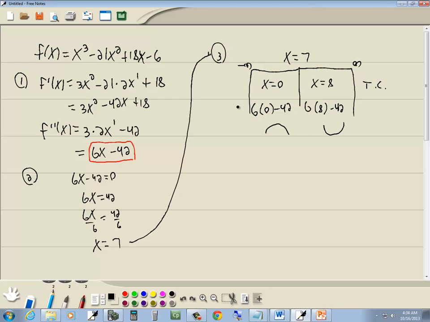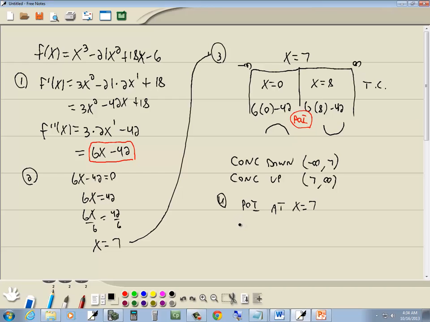So for the concavity, it's concave down from negative infinity to 7, and it's concave up from 7 to positive infinity. Now our POI occurs where the concavity changes, assuming that point exists. So this is concave down, changes to concave up. So here at x equals 7, that's going to be a POI. So we've got a POI at x is equal to 7.